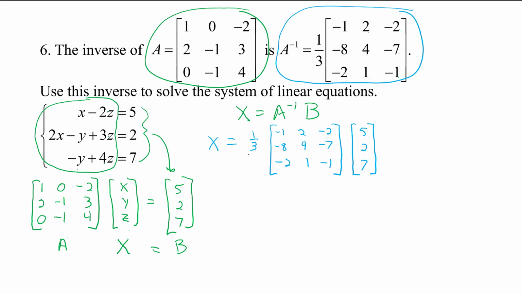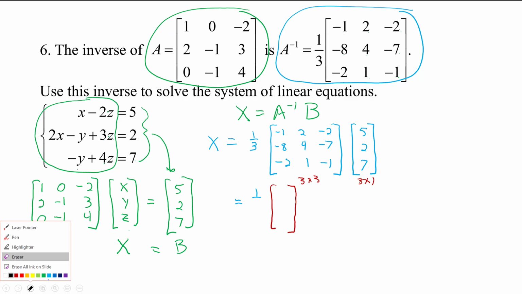Let's start by ignoring the 1/3 for the moment. We have a 3x3 matrix times a 3x1 matrix. We can multiply these two matrices because the middle numbers match. The number of columns in the first matrix is the same as the number of rows in the second matrix. We'll end up with a 3x1 matrix. And then instead of multiplying by 1/2 as I wrote, I need to fix that. We should be multiplying by 1/3 here. Okay, so let's see what we get.